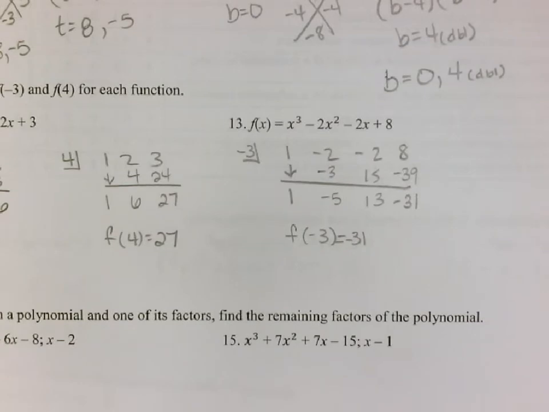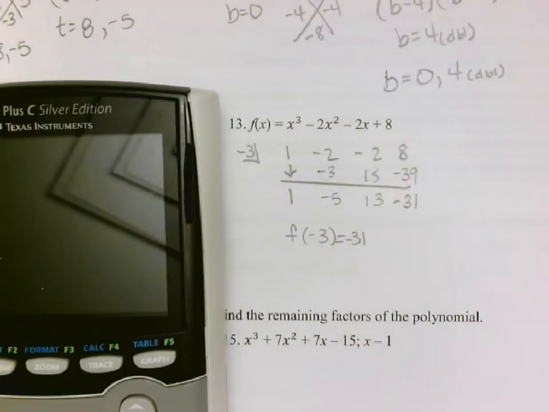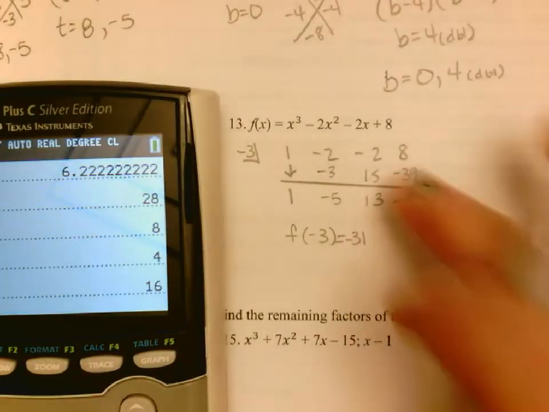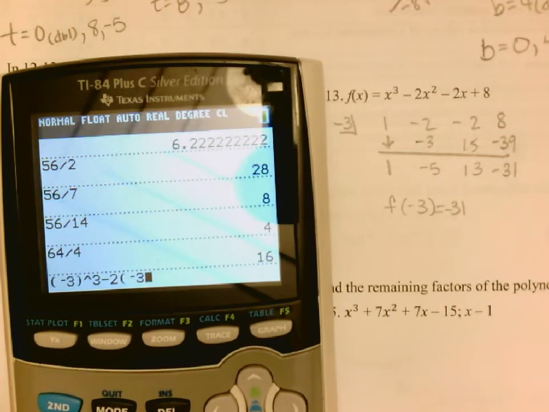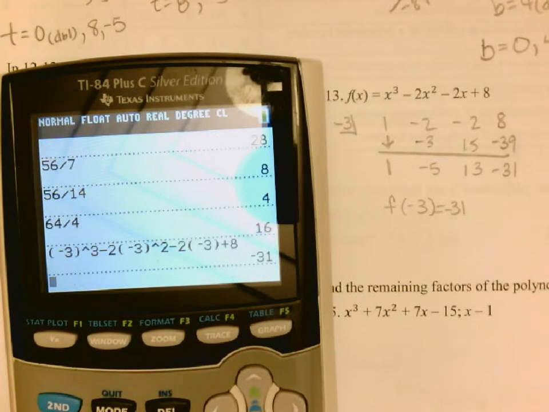How do we check that? Well, we would plug in our calculator, but you must do it by synthetic because that is worth a point. So negative 3 cubed minus 2 times negative 3 squared minus 2 times negative 3 plus 8, get negative 31. So I did it right, just didn't seem right.